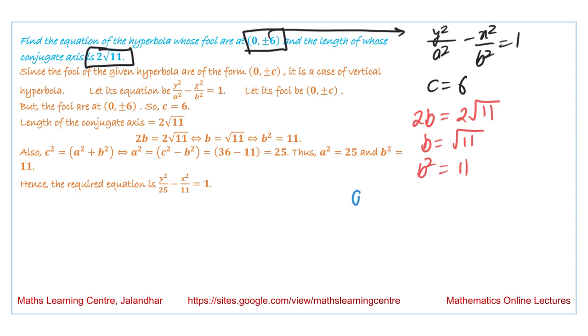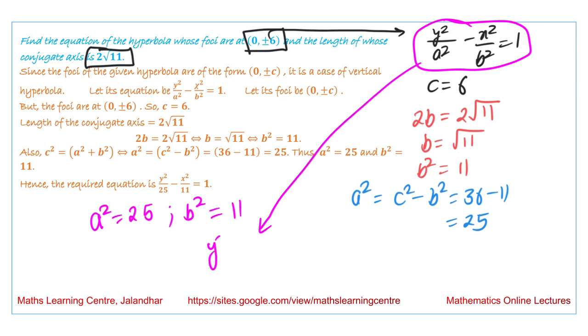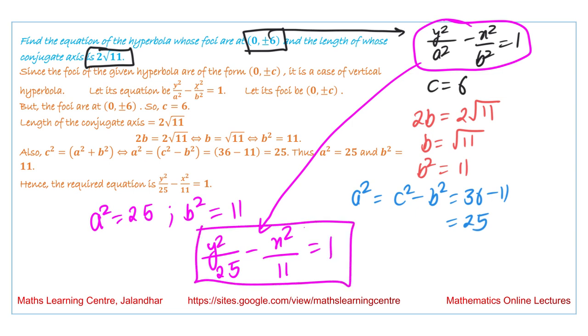Now we know that a square is equal to c square minus b square. So we get 36 minus 11, that is equal to 25. So we obtain a square is equal to 25, b square is equal to 11. So the required equation becomes y square over 25 minus x square over 11 is equal to 1. So this is the required equation of the hyperbola.